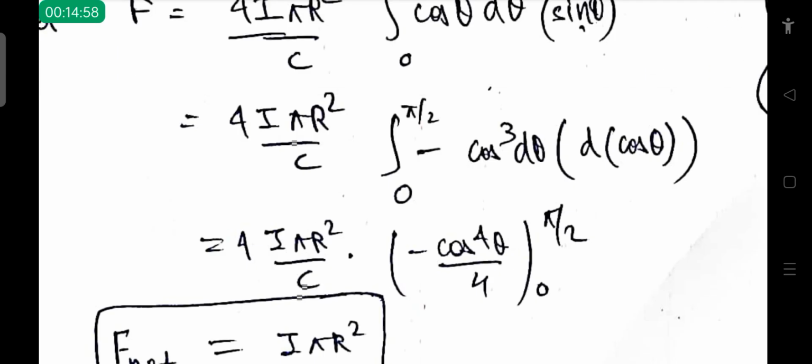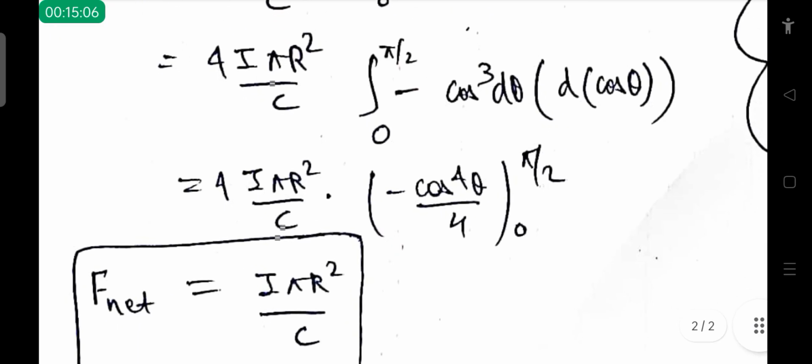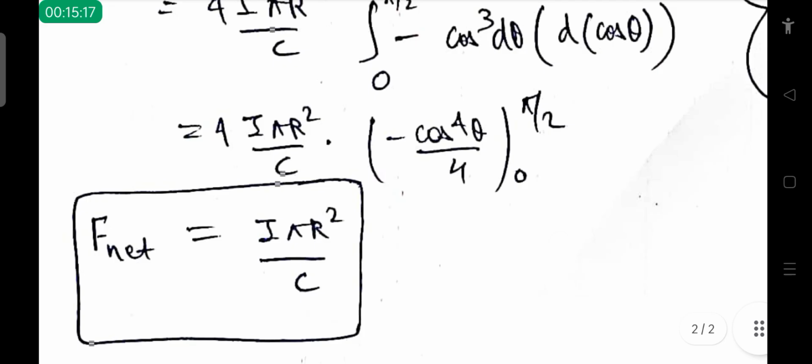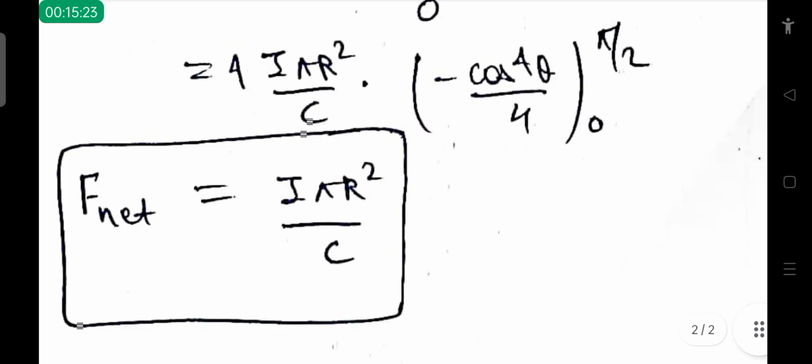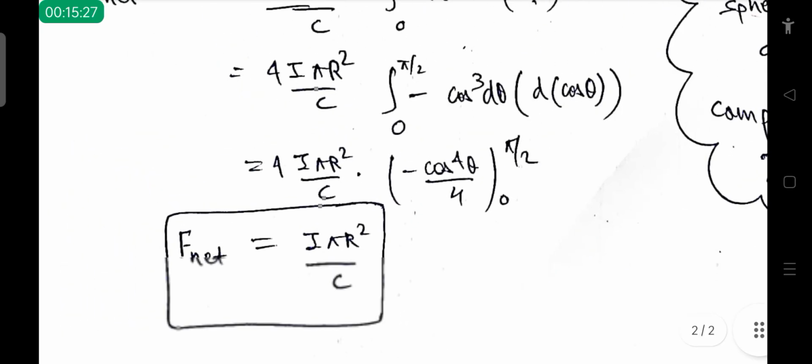And if we integrate it, it's a simple integration like t cube dt, which is t to the power 4 upon 4 plus c. So this is the integration, minus cos to the power 4 theta upon 4, and then we'll just apply the limits from 0 to pi by 2, and bingo, we have found out the force. Force is I pi r square by c. We have calculated this force when the sphere is completely reflecting.